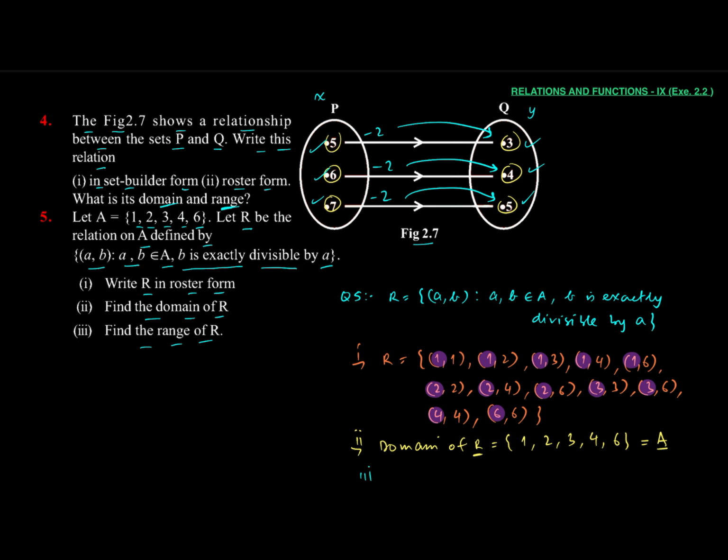And in third part, we'll have to find range of relation R. It is the set of all second elements of ordered pairs of a relation. So this set will be having elements as 1, 2, 3, 4 and 6, which is again set A. So here again range of relation R is set A.